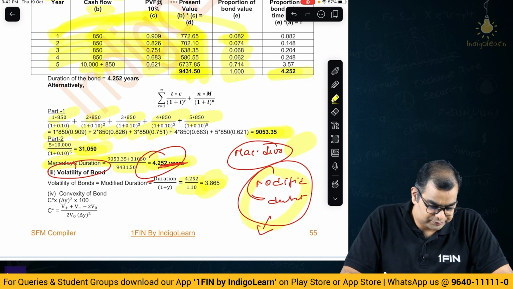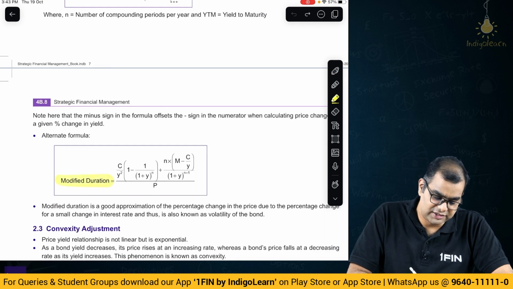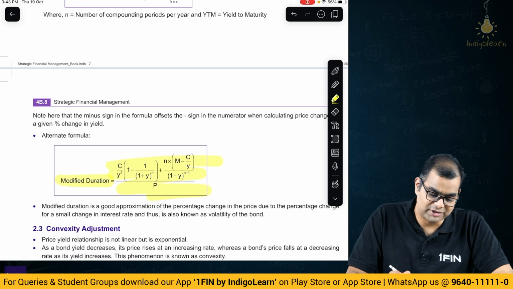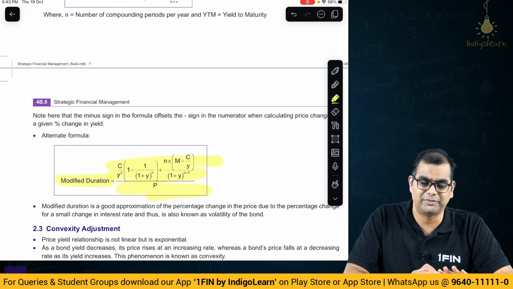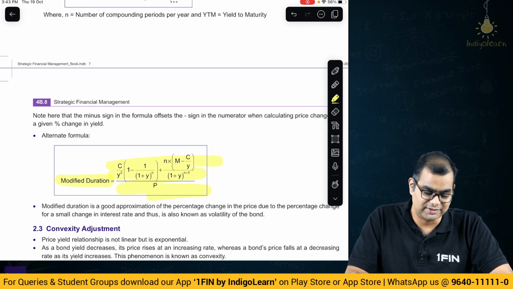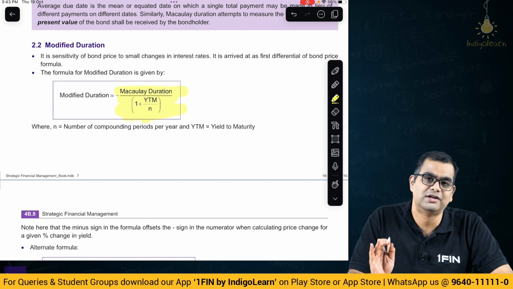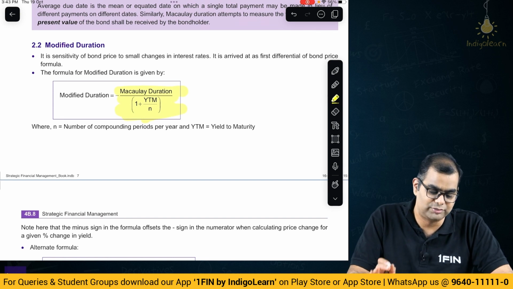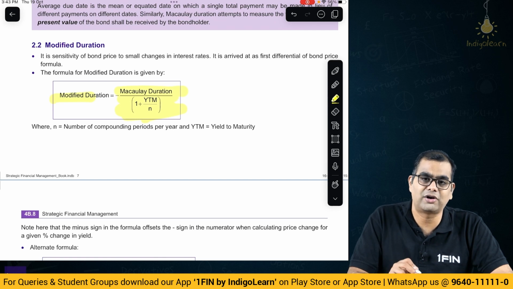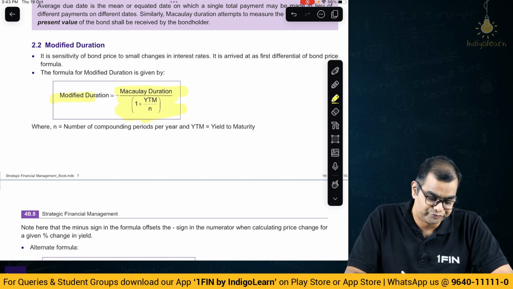Modified duration also has another formula, which is c by y squared times (1 minus 1 by (1 plus y) power n) plus n into (m minus c by y) by (1 plus y) power n plus 1, divided by P. I don't remember this formula, boss. It is very simple. Please remember this simple formula: modified duration is equal to Macaulay duration divided by (1 plus y by n). Super simple. You don't have to remember anything.